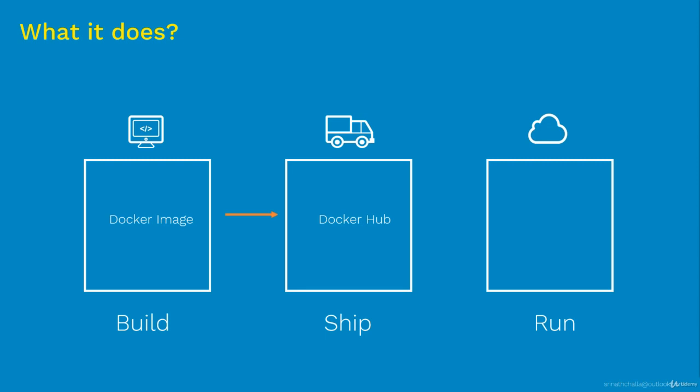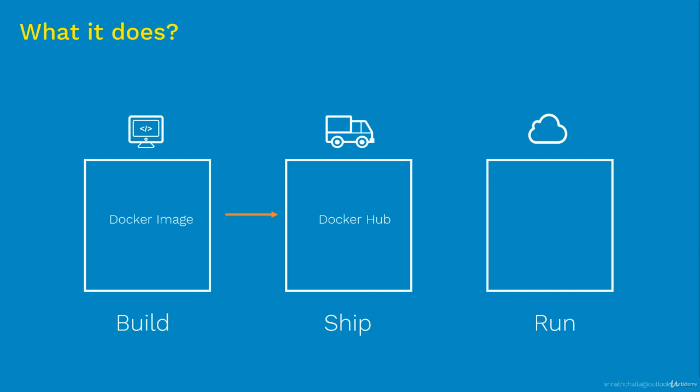Whereas Docker Hub is more of community content. Anyone can upload Docker images to Docker Hub and anyone can download from it. So it is advised to be extra careful when you are uploading and downloading images from Docker Hub. So that's about the ship part. Now moving on to the run part.